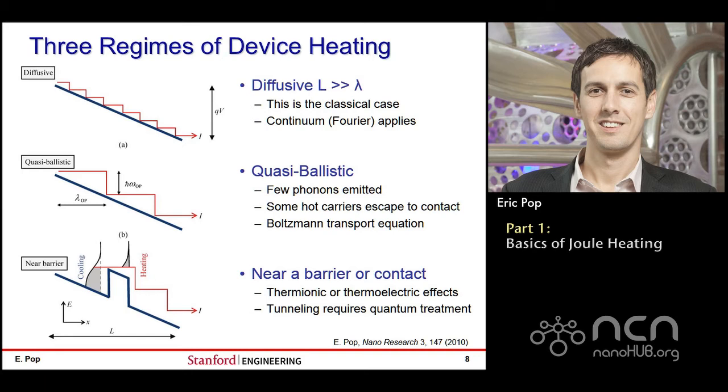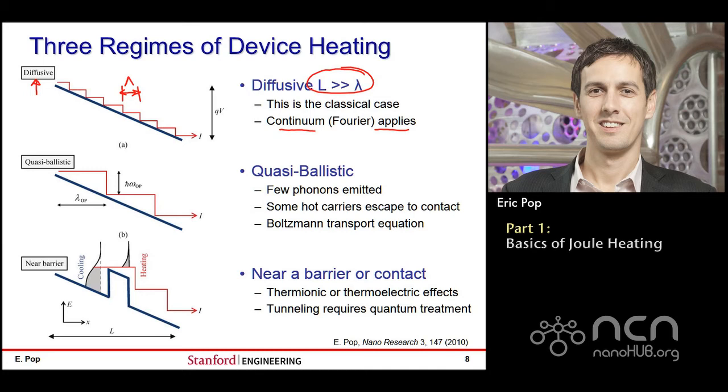So maybe this is a slightly better drawn image of the previous discussion. There are essentially these three regimes: the diffusive regime, which we already discussed, where this distance right here is the mean free path. In this case, of course, the length of the conductor is significantly longer than the inelastic scattering mean free path. This is essentially the classical case, corresponding to any kind of large bulk resistor that we've ever measured in the lab or have at home and so on. And of course, this is where continuum approximations, Fourier's law for thermal and so on, apply.